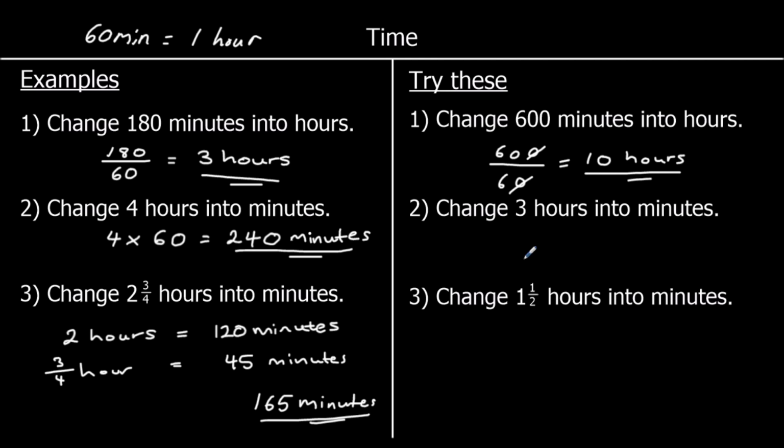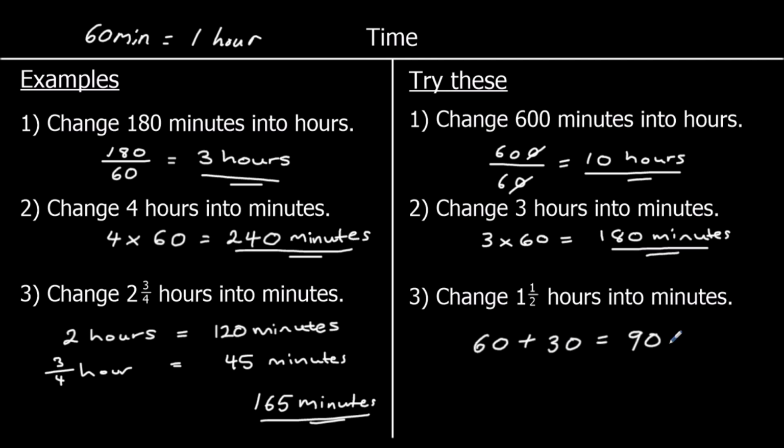Change 3 hours into minutes. So 3 lots of 60, which is 180. And 1.5 hours. 1 hour is 60 minutes. Half of an hour is 30 minutes. So 1.5 hours is 90 minutes.